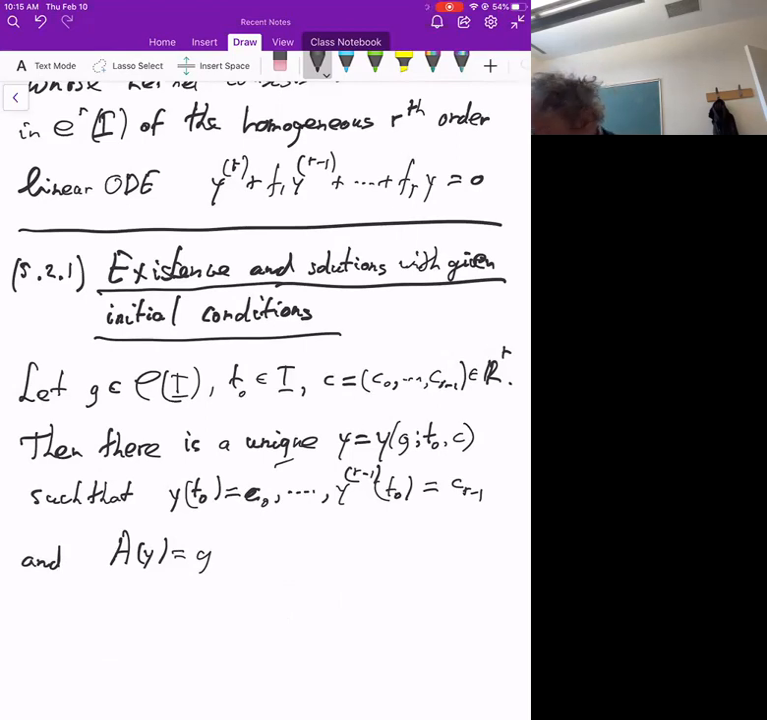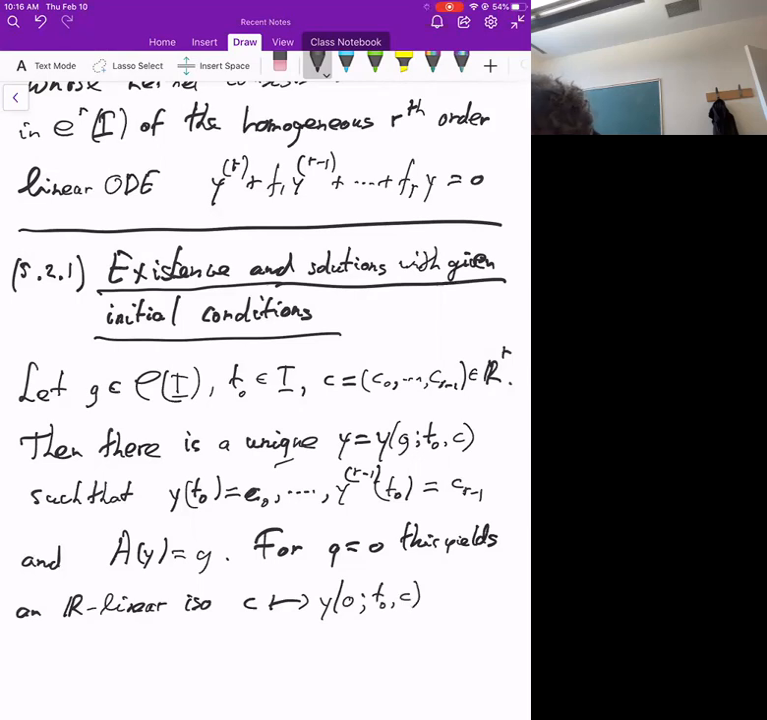And if you now apply this to the case where g is 0, this yields an R-linear isomorphism, c goes to y_{0,t0,c}, from R^R to the kernel of our operator A.